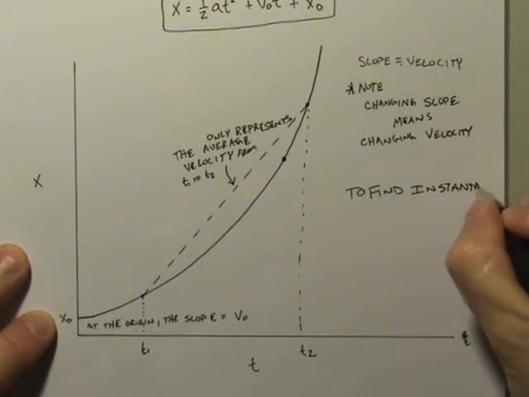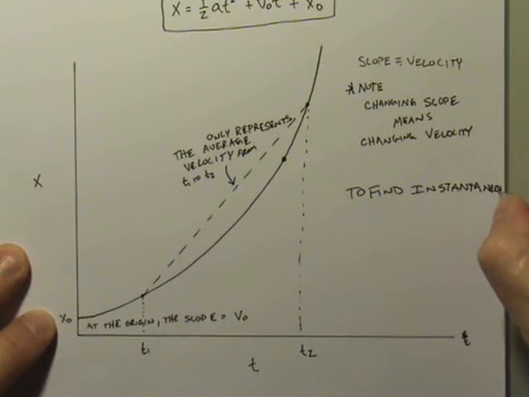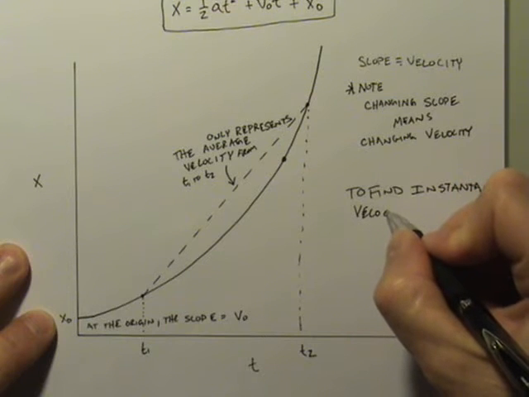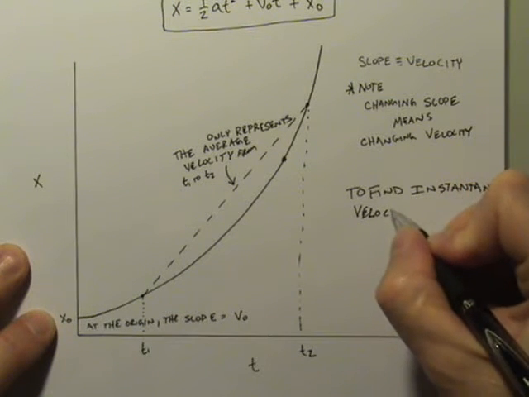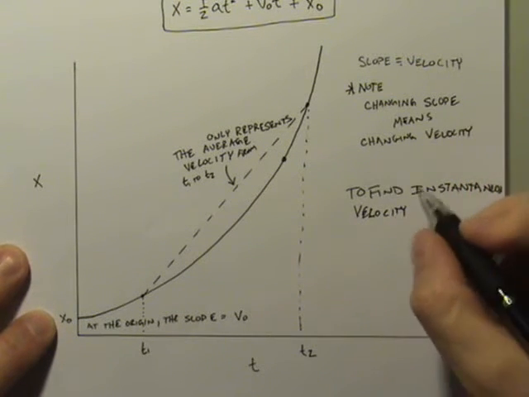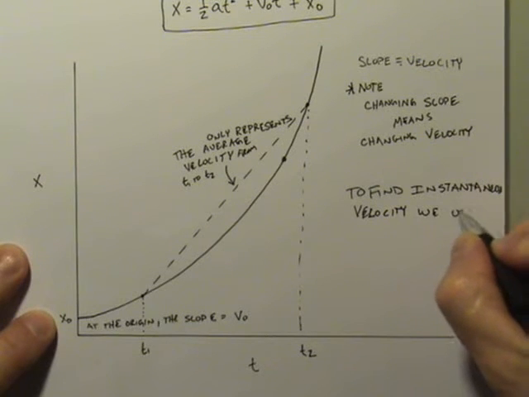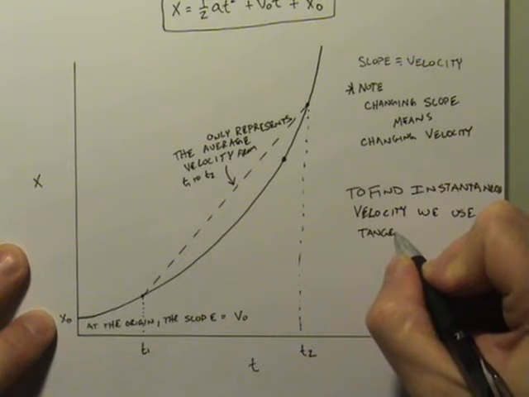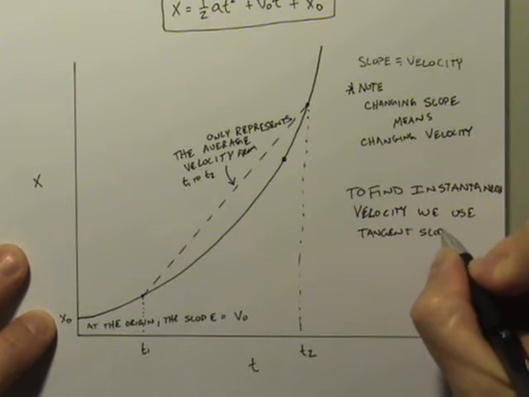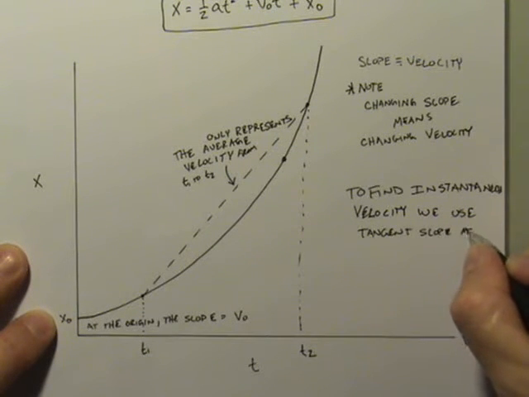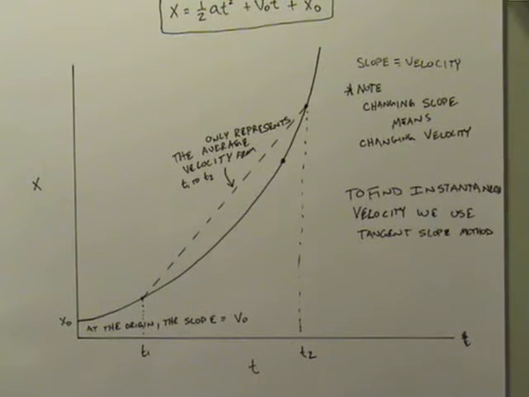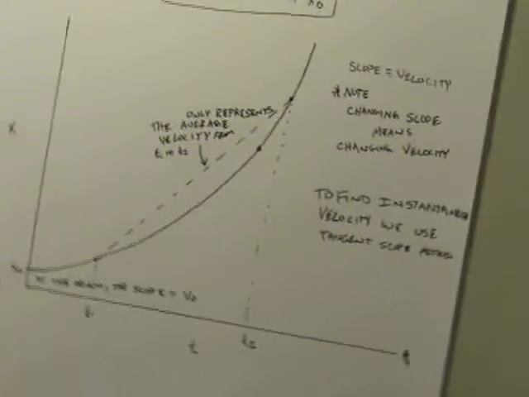So to find the instantaneous velocity, we use something called the tangent slope method.